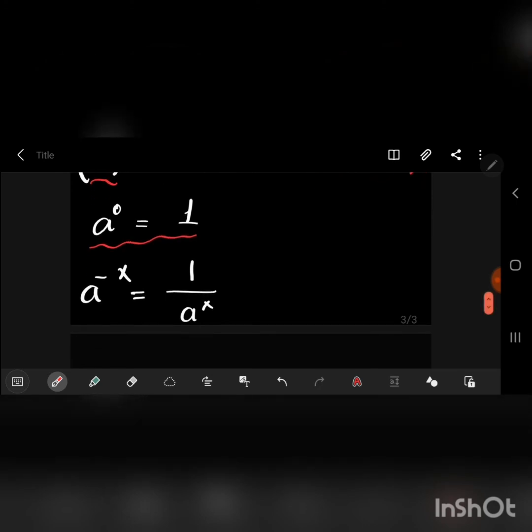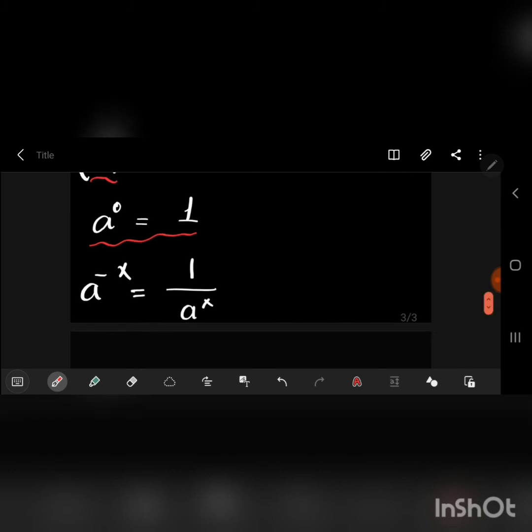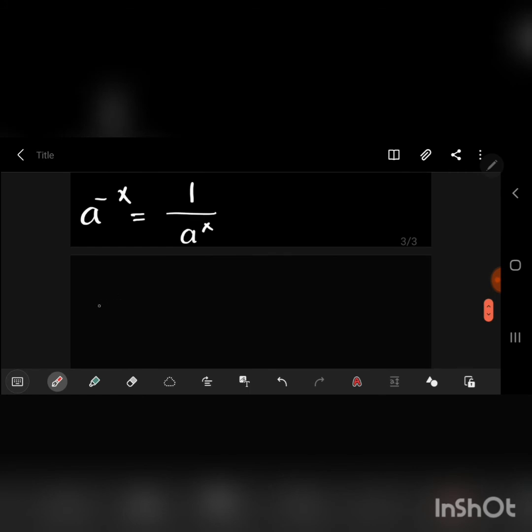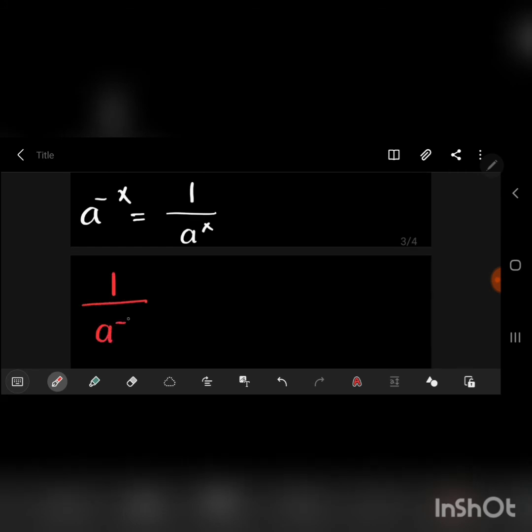The fifth rule says if I have a base with a negative power and I don't accept a negative power, what I have to do is, if it was in the numerator, I put it in the denominator and get rid of the negative. If it is in the denominator, like a to the power minus x, I want to get rid of the minus, so I say a to the power x. I move it from denominator to numerator. Okay, these are very simple rules.